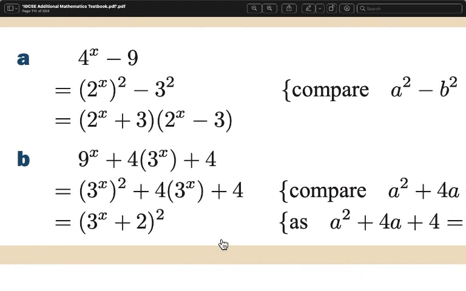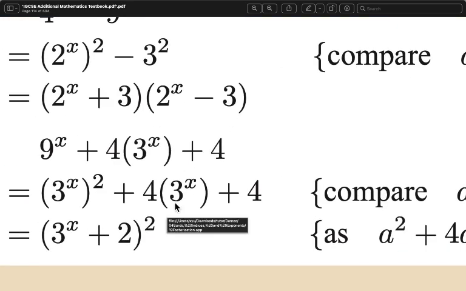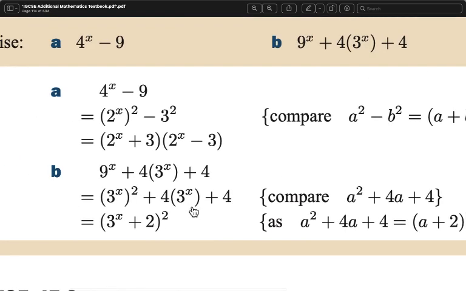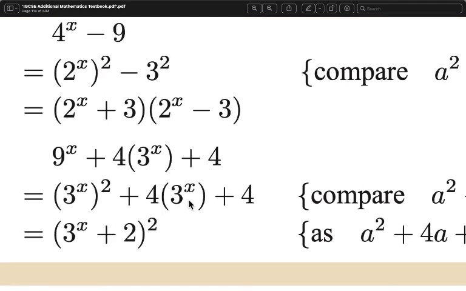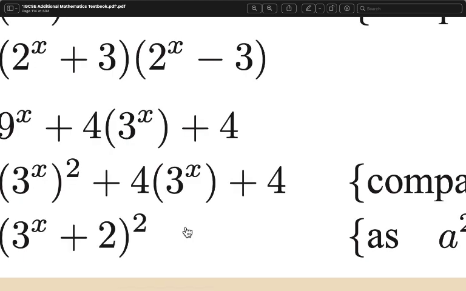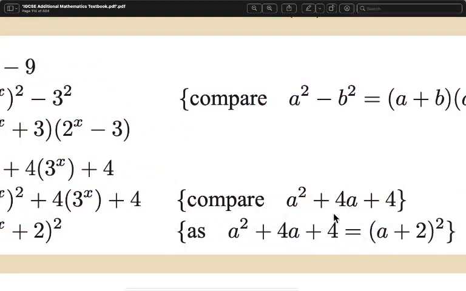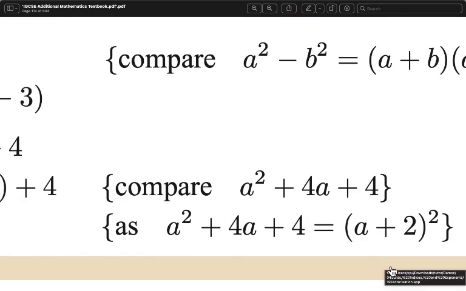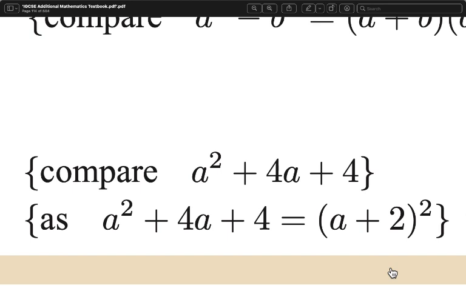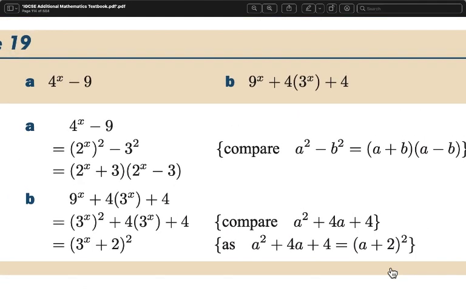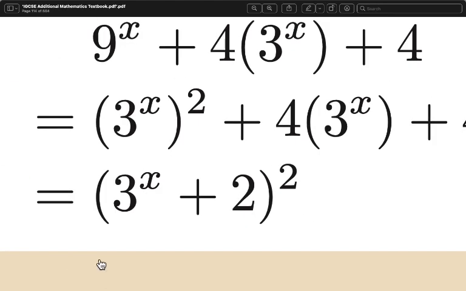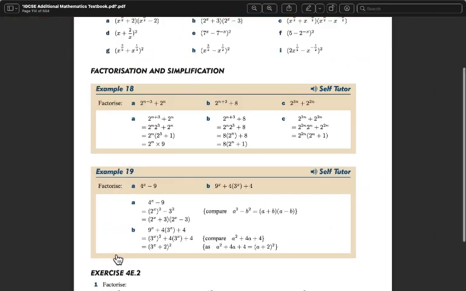Now you obtain a quadratic expression, as 3 to the power of x can equal another single variable. For example, you can set 3 to the power of x as a, and now the expression is a squared plus 4a plus 4, where a is 3 to the power of x. This quadratic can be simplified into (a plus 2) squared, and as a is 3 to the power of x, you substitute it in, with the final answer of (3 to the power of x plus 2) squared.